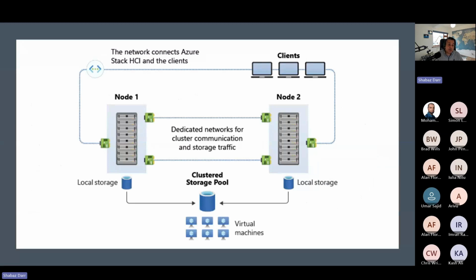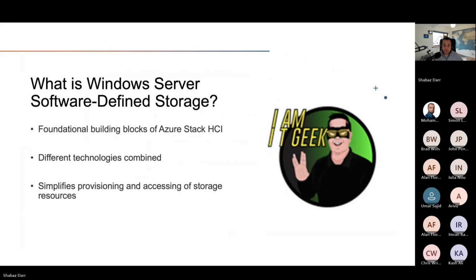So again, this diagram shows you all those features and all those components combined. You can see the network connects Azure Stack HCI with its clients. We've then got the dedicated network between the nodes as well. So as I mentioned, multiple network connectivities between the nodes. We then have that local storage and clustered storage with our virtual machines at the bottom. So these are all the components I just mentioned in diagrammatical form.